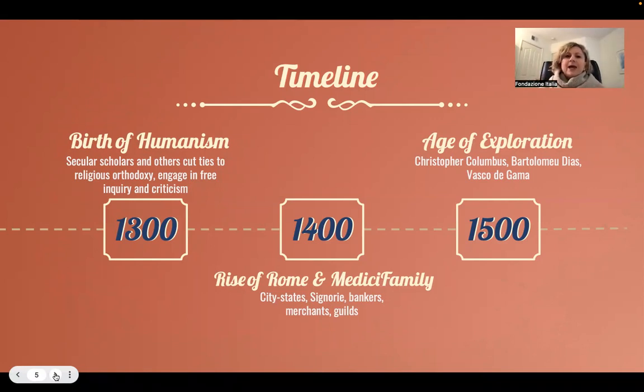and it will go through the 1500s, and the maximum in Italy is around 1527, and then from there it would spread all over Europe, and it would linger on in Northern Europe. So in the 1300s, there is the birth of humanism, although Dante had already preceded the humanistic thought at least 100 years before. And in the 1400s, there is the rise of the Medici family and of Rome. The popes go back to Rome and they start building the city that had really run down during the last centuries. And then in the 1500s begins the age of exploration, thanks to Columbus, Bartolomeu Dias, and Vasco da Gama.